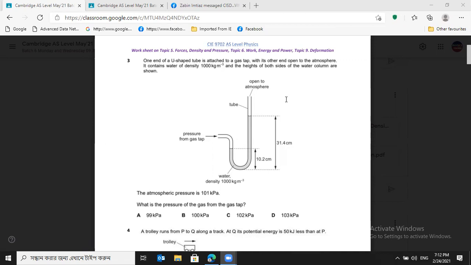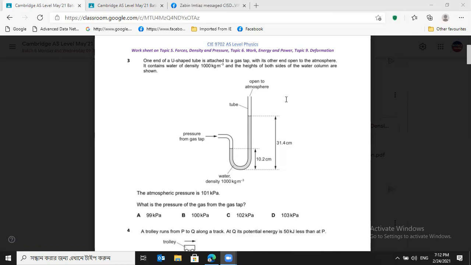Can we do number 2 with H rho g plus atmospheric pressure? Yes, H rho g plus atmospheric pressure. The equation will be 31.4 minus 10.2, into 1000. Atmospheric pressure is given as 101 kilopascal, right? So your answer is also in kilopascal, so you get it the same, right?